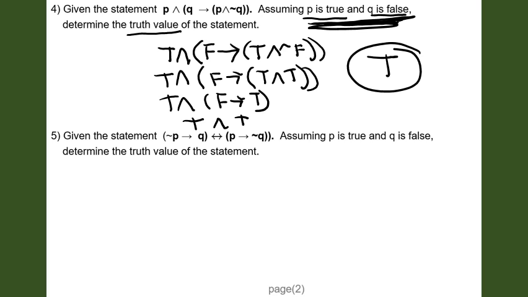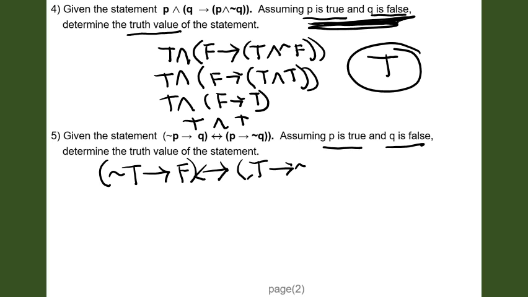Now on to number 5. I'm assuming P is true, Q is false. Now, I'm going to insert the values. Not true implies false, if and only if, true implies not false. So I'll replace P with true, Q with false. Now work it out. The negation of a true is false.